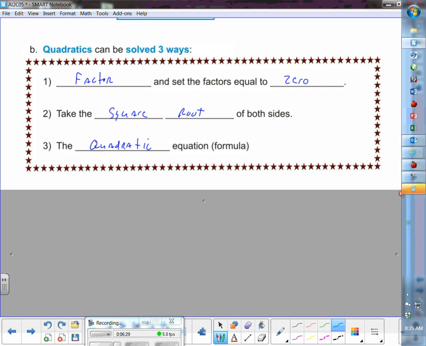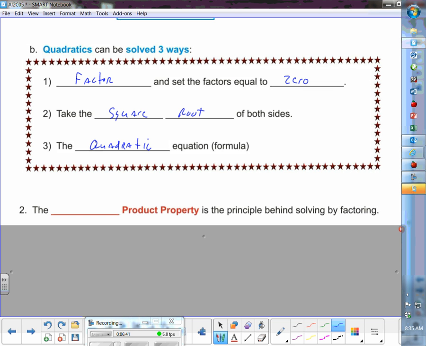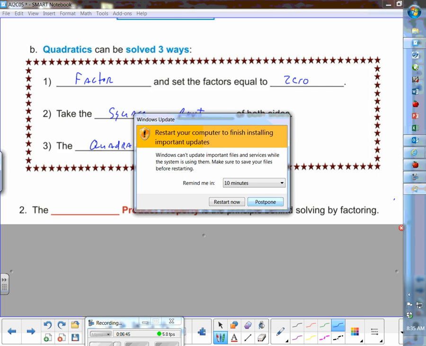When you come across a quadratic, you see that the variable is squared, you should be thinking, all right, do I want to take the square root of both sides? Do I want to factor and set it equal to 0? Do I want to use the quadratic equation? So memorize that. I'm sure you'll see that on quizzes and tests coming up.